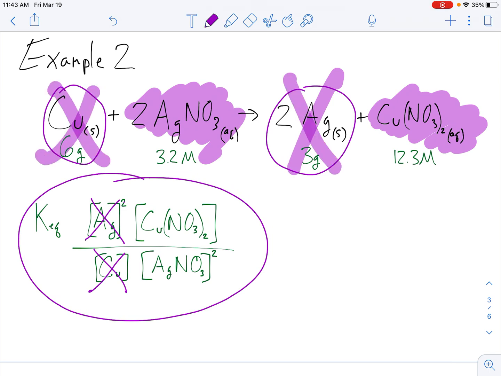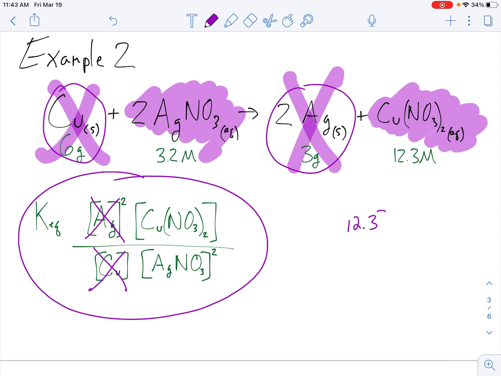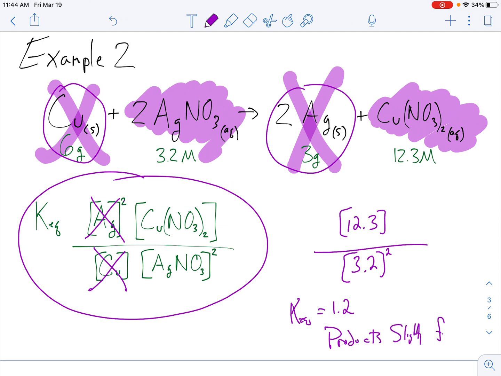All right, now that we have the expression taken care of, let's take a look at our calculation. We're going to have our concentration of copper 2 nitrate, and that's 12.3. No coefficient, so no exponent, over my concentration of silver nitrate, that's 3.2. And that's going to be squared due to the coefficient. You plug that into your calculator, we get a value for your KEQ as 1.2. That 1.2 tells us, wow, it's really close to 1. So in this case, my products are slightly favored. And that is equilibrium. Good luck.